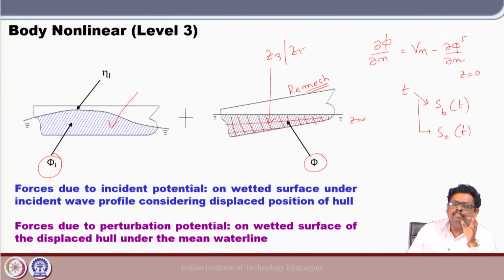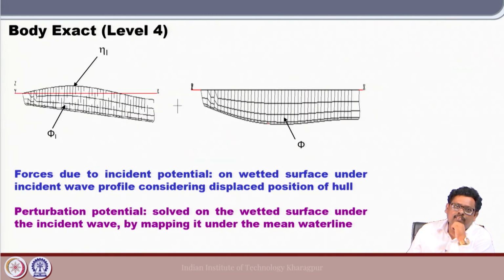However, people find that this body nonlinearity is not that useful, and that is why this method is not that popular. So, people use what we call the weak scattering problem, which is level 4.